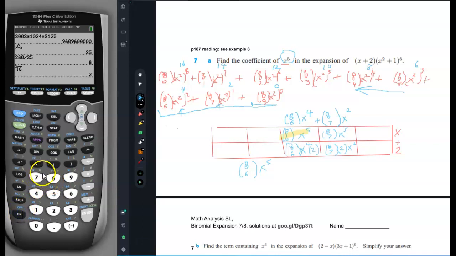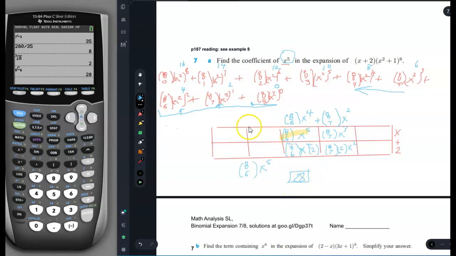So 8 choose 6 would be 28. So our answer is 28. The coefficient is 28.